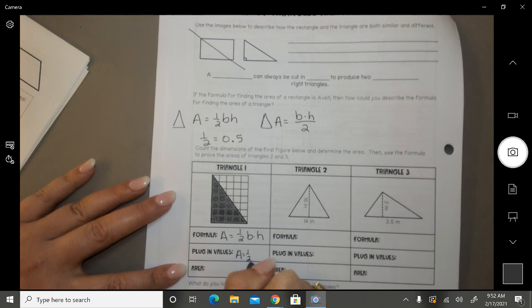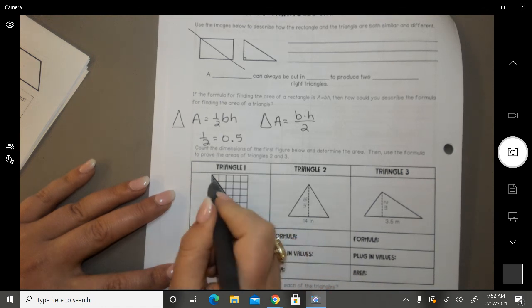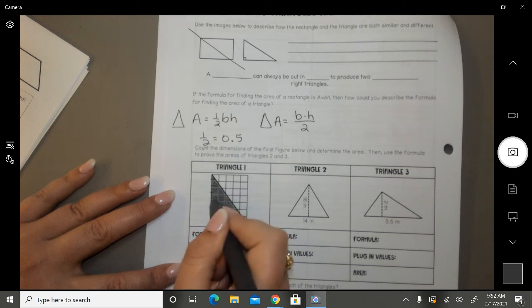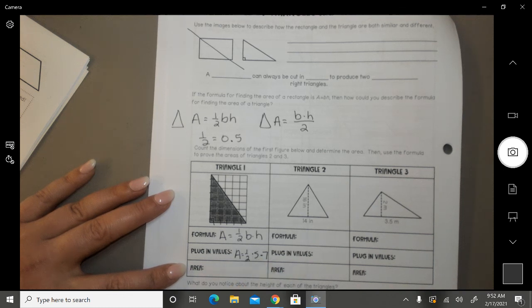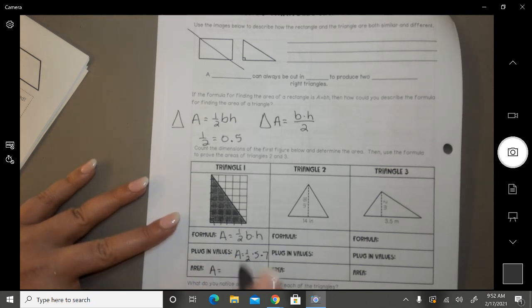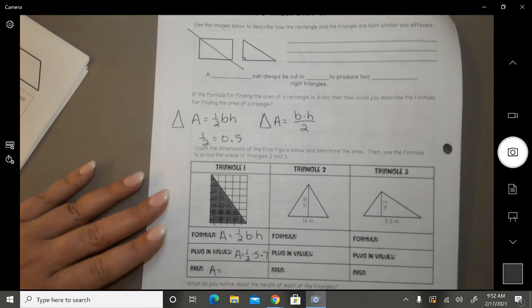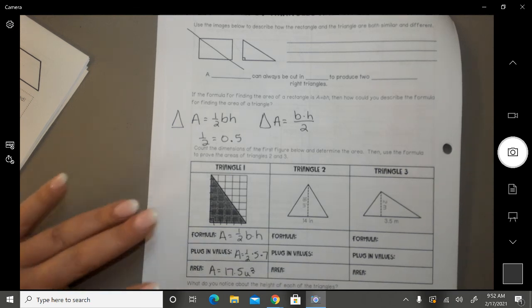Area equals 1/2. How long is this? What's my base? 1, 2, 3, 4, 5. And then how tall is it? 1, 2, 3, 4, 5, 6, 7. So if I put in my calculator 1/2 times 5 times 7, what do I get? 17 5/10 units squared. Don't forget that squared piece.